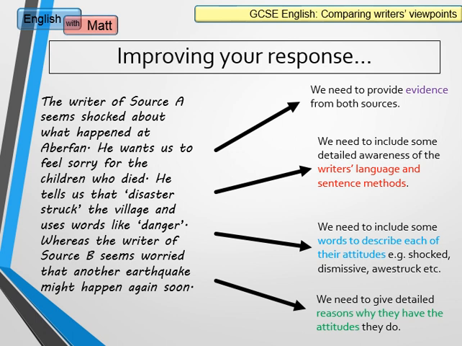So we need to provide evidence from both sources. We need to make sure that we're referring to writer's language and sentence methods. We need to make sure that we're using words to describe how they feel, how the writer feels. And also we need to give details about why they have the views that they do. So this would get you some marks, but it wouldn't get you many marks, perhaps as everybody would like. So if you're getting a grade 4 or above, if that's your prediction, then obviously you would need to develop this a little bit more.